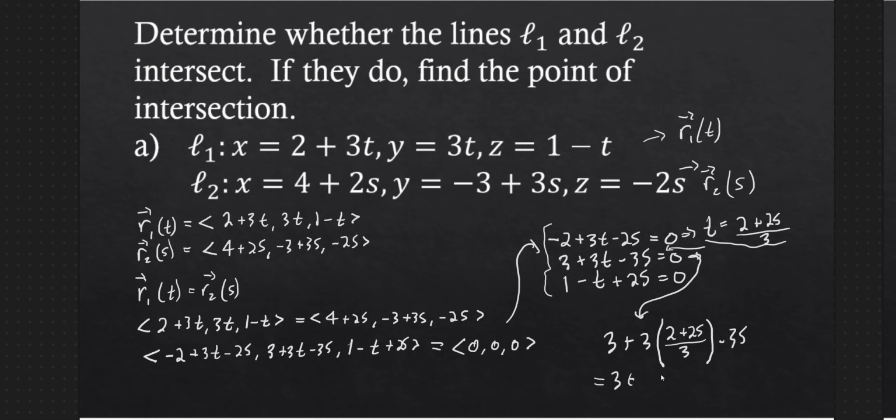So this is 3 plus, and this is actually why I chose the second equation, because I knew the 3's were going to cancel out here. I wouldn't have to mess with fractions. 2 plus 2s minus 3s. And I know that this needs to equal 0.